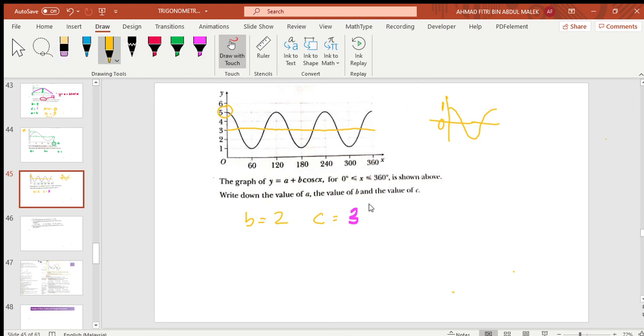Okay, and lastly for question for A, kita nampak sini dia dah shift. Kalau you tengok dia sepatutnya tengok sini 0 dia dengan 3 dia. So 3 lah dia punya A, dia terangkat start daripada 3. Sepatutnya ni 0 tapi dia jadi 3. So A dia 3. So easy to be like that.